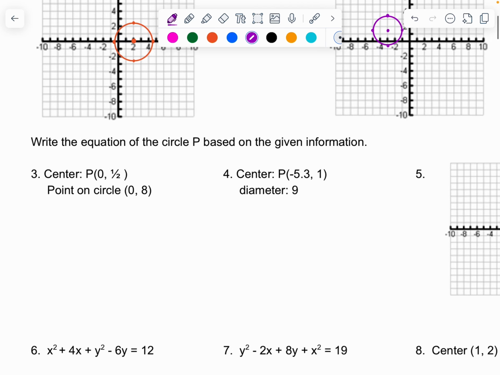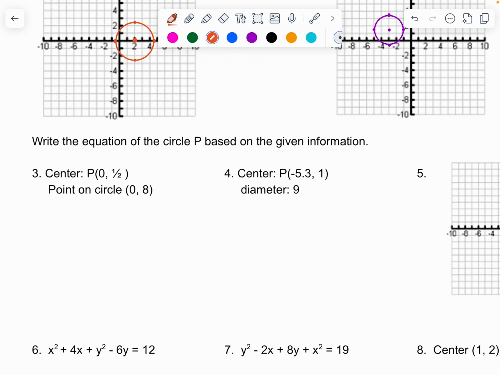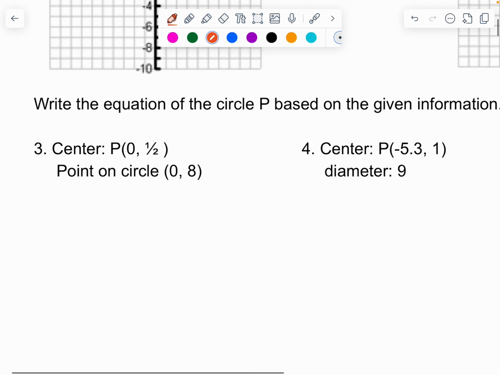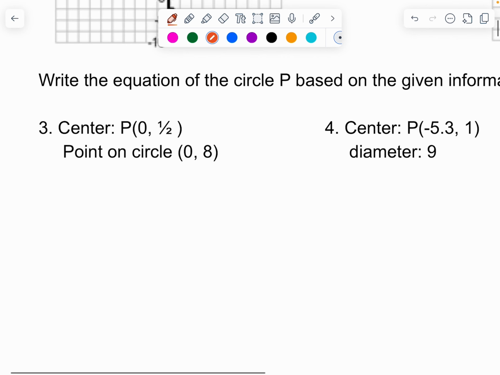All right, number 3, it says write the equation of the circle. Okay, well, we're just going backwards. So in order to write the equation, we need the center and the radius. If you're not given both of those pieces of information, then you'll be given enough information to find the center or the radius. So here we go. On this first one, we have the center, which is great, right? So here's our h, k. But it just gives us a point on the circle. It doesn't give us the radius of the circle.